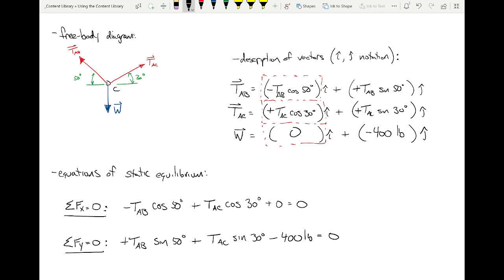Do you see how I went from here to here? You see how I did that? Again, I'm just collecting all of those coefficients. That's the beauty of IJ notation, is that the coefficients associated with I are the magnitudes of the forces in the x direction. The coefficients associated with J are the magnitudes of forces associated with the y direction.